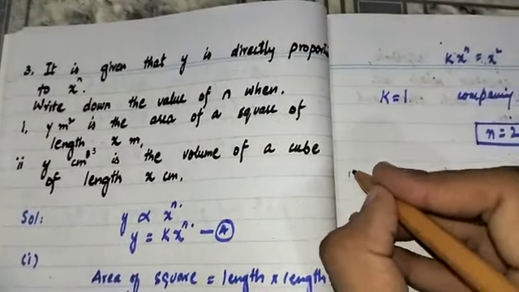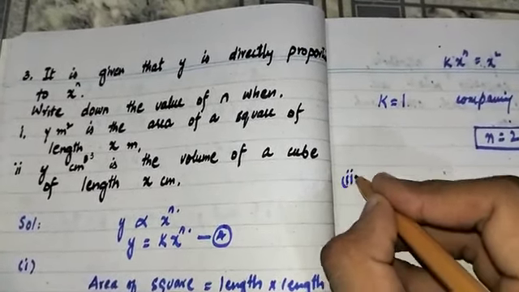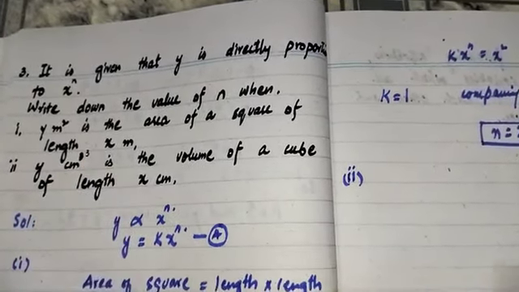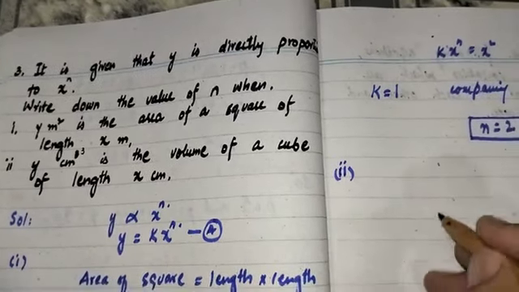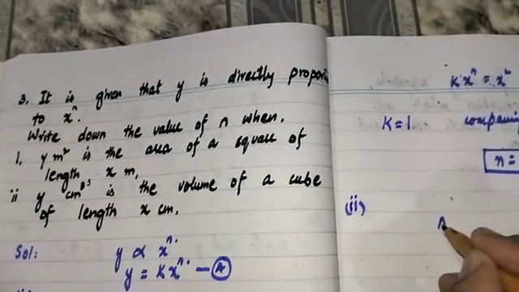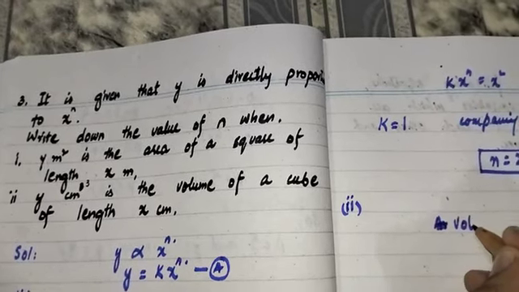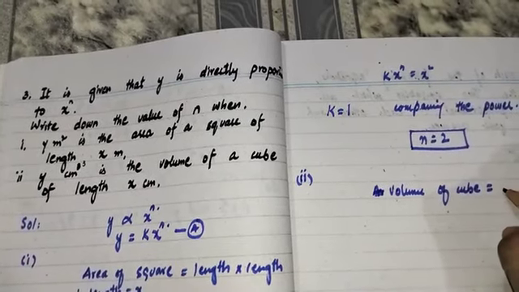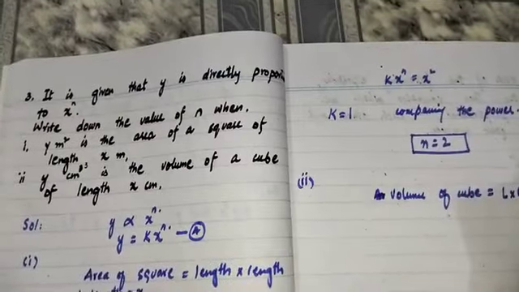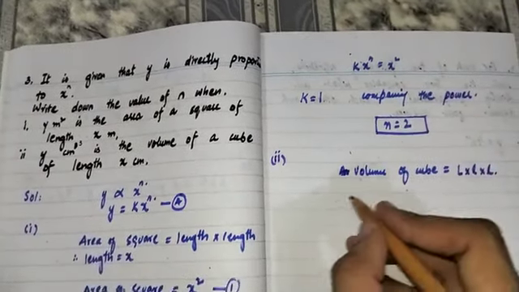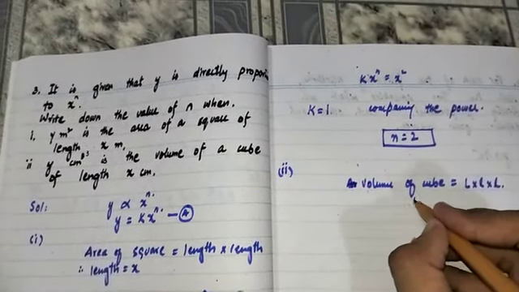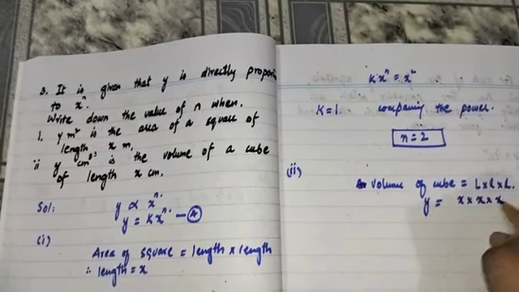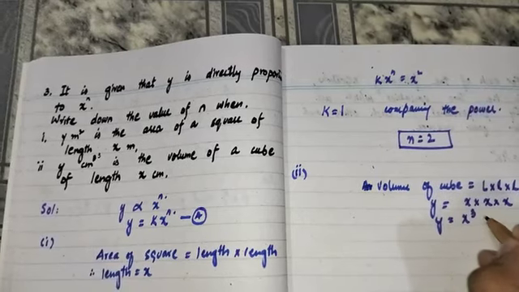Now in the second part, you have to find the value of n when y centimeter cube is the volume of the cube of length x. As we know, the volume of a cube is equal to length multiplied by length multiplied by length. So here the volume of the cube is y and the length of the cube is x, so x multiplied by x multiplied by x. It means that y is equal to x cube.